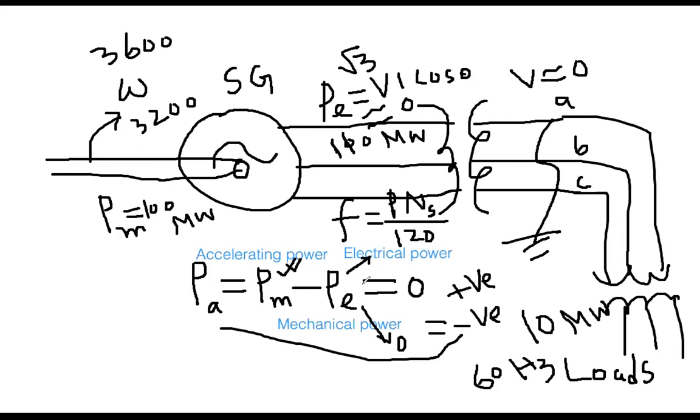But then we noticed when the Pe goes 0 or Pe goes the very high value, and because of that Pa become positive or negative, that is causing frequency change of the system. That is problematic. And this situation is called the transient situation.